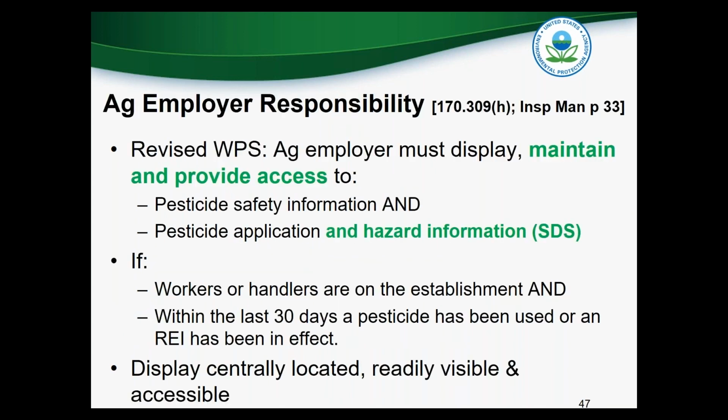Next slide. Okay, employer responsibility. The employer must display, maintain, and provide access to the pesticide safety information. That's the safety poster we're talking about. And also have appropriate SDS sheets for all the pesticides that have been used. And of course, have to also post the application information. All this is posted if workers or handlers are on the establishment and within the last 30 days the pesticide has been used or an REI has been in effect. This has to be centrally located, as in the former revision of the rule, and readily visible and accessible.